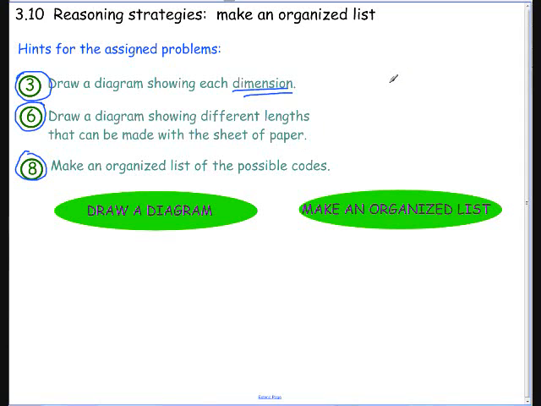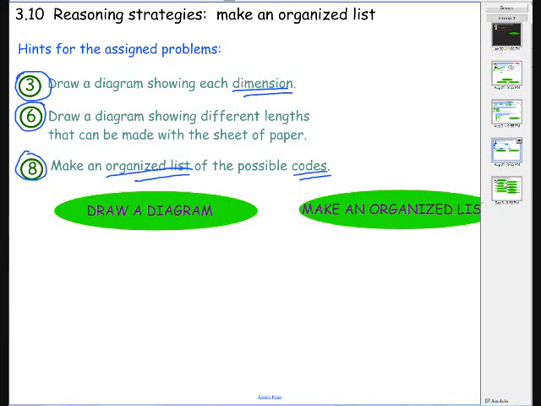You know what's nice about this? We get away from some of the just plain old calculating. We get into really thinking, trying to solve problems. Number 8, make an organized list of all the possible codes. Okay, so those are the hints for the problems that you have been assigned.